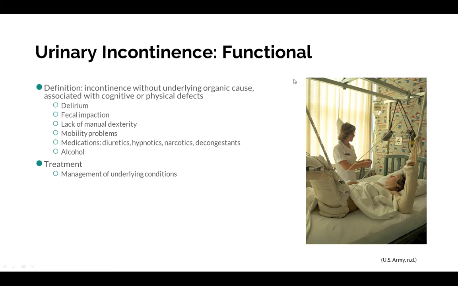I really quickly want to talk about functional incontinence. So a patient who is bedbound or has delirium, a fecal impaction, cannot get to the bathroom quickly, is on certain medications, may have incontinence only because the need to urinate is outpacing their functional capacity. So if you can improve their functional capacity and manage underlying conditions, you can help with incontinence in this population. So you can see here this picture is of a person who is strung up in multiple areas of traction. Clearly they are going to be functionally incontinent because there's no way that they're going to get up and take themselves to the bathroom.